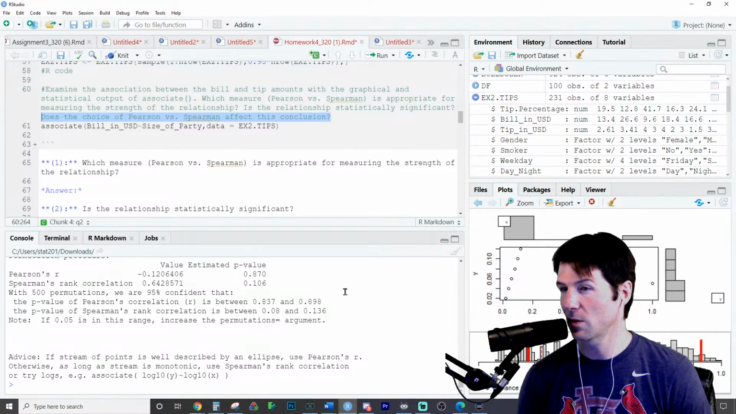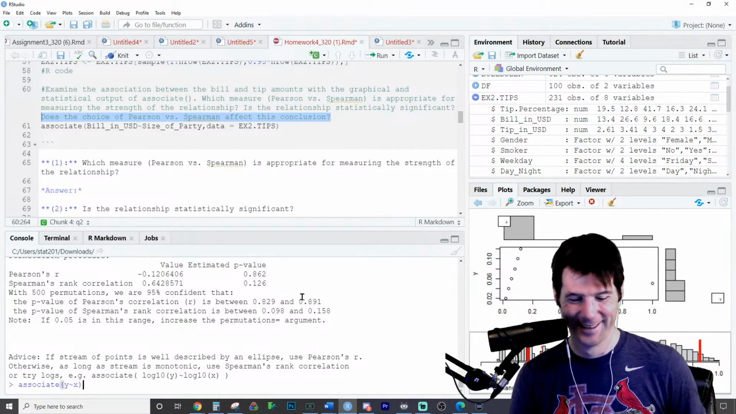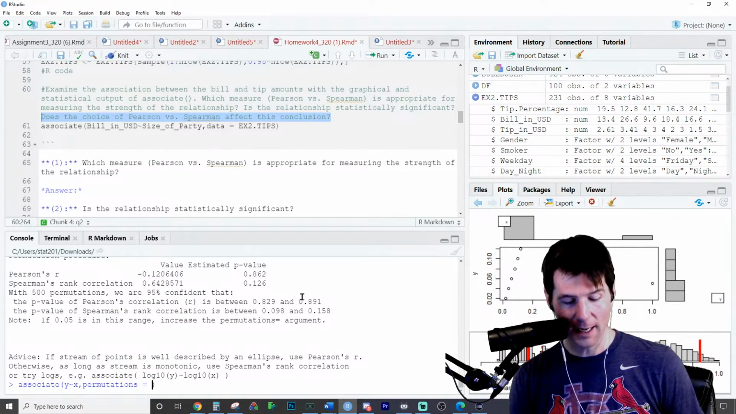We are not getting statistical significance on this. Maybe if we do enough simulations, we will. You're not supposed to do this. Let's change permutations. This is p-hacking.